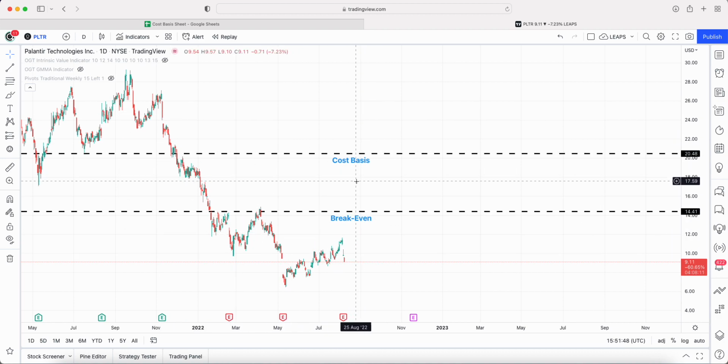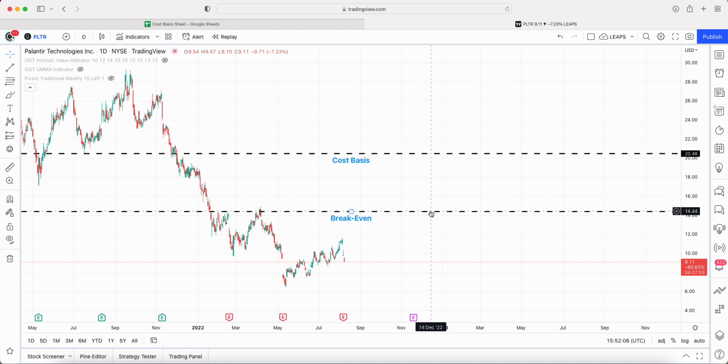And one of the reasons why you want to understand your break even is especially when you can't sell covered calls at your cost basis. Because if I try to sell weekly or monthly covered calls at my cost basis, weekly is going to be zero. Monthly, you might get a couple of dollars.